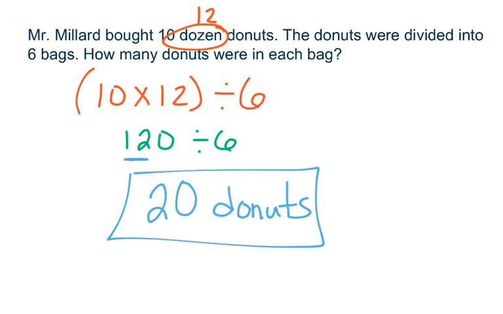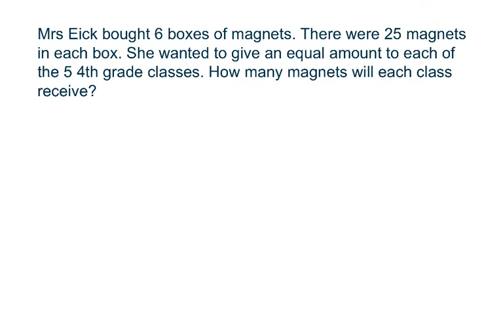All right, one last problem. Miss Ike bought 6 boxes of magnets. There were 25 magnets in each box. She wanted to give an equal amount to each of the 5 4th grade classes. How many magnets will each class receive? What equation are you going to set up to solve this problem? Think about the total number of magnets and then how many groups they're being broken into. And then go ahead and solve for your equation.